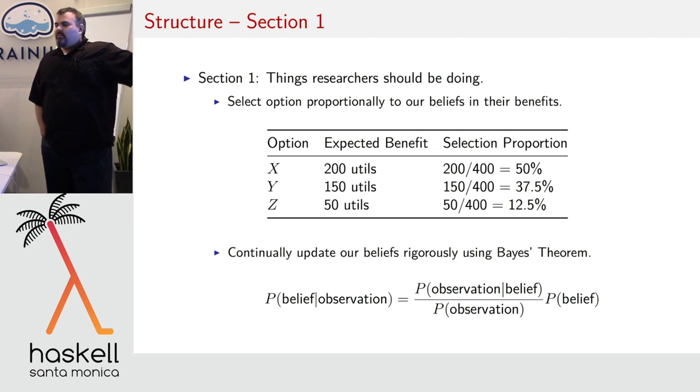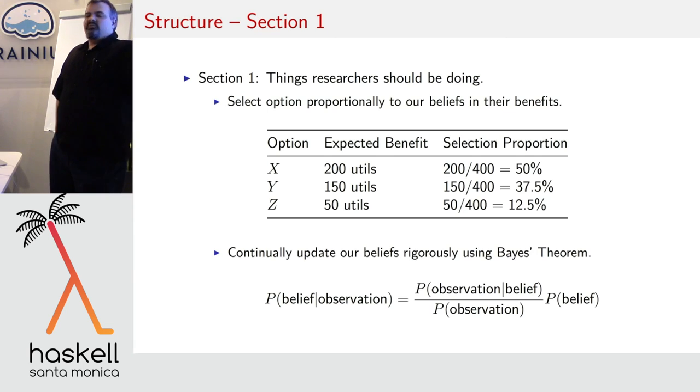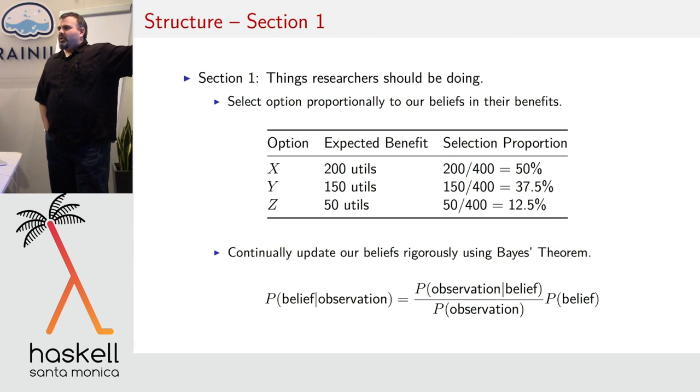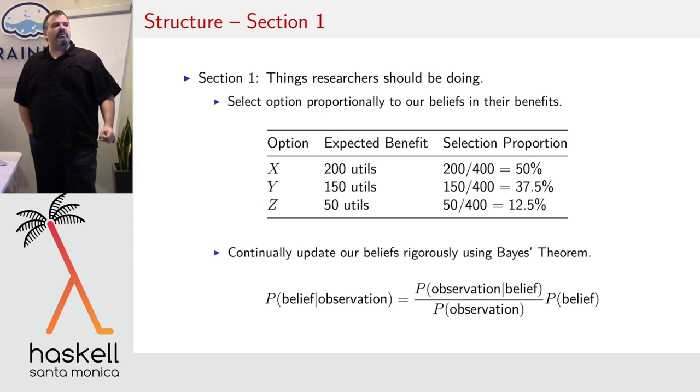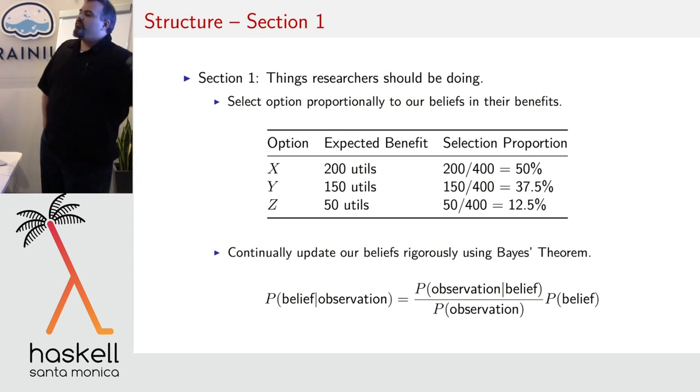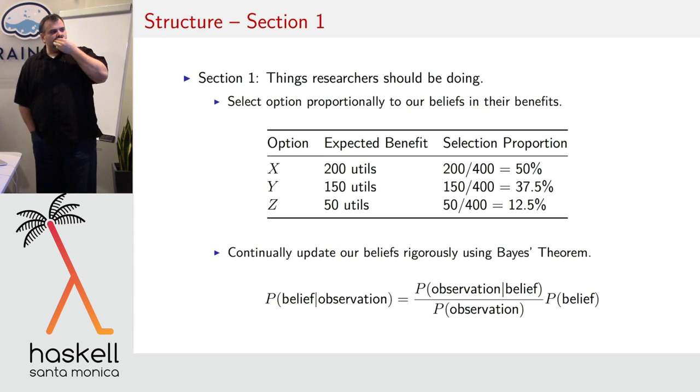So here we add these up, there are 400 total utils. So we say, okay, this one is 200 out of 400. We want to choose X with 50% probability, choose Y with 37.5% probability, choose Z with 12.5% probability.